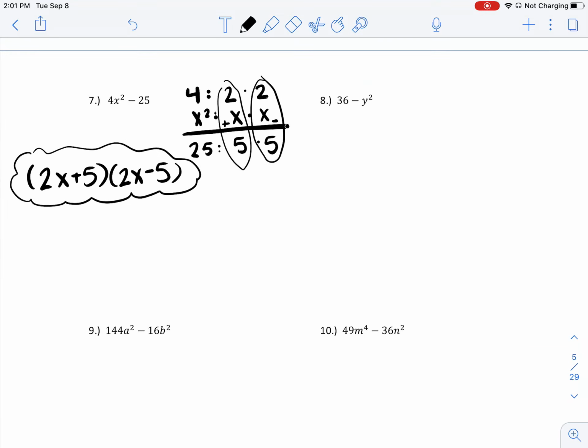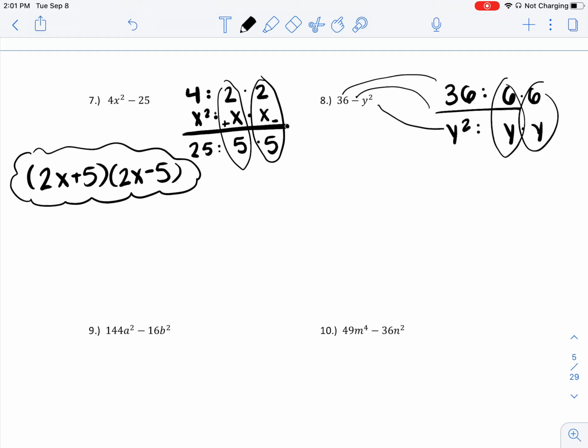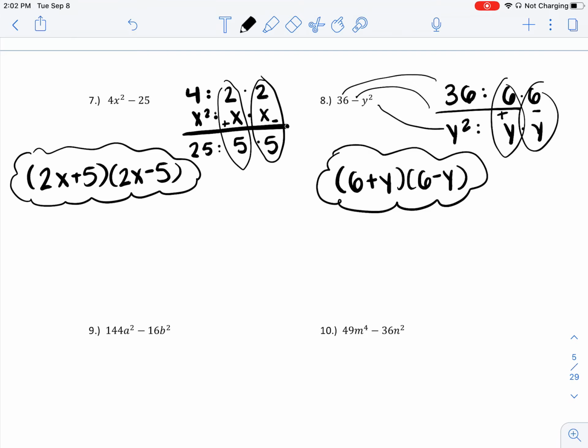For number 8, again, left to right. First up is 36, then the minus sign, and then y squared. You have to go in order from left to right. 36 is 6 times 6. Y squared is y times y. So I have 6 plus y, 6 minus y. And that's our answer.